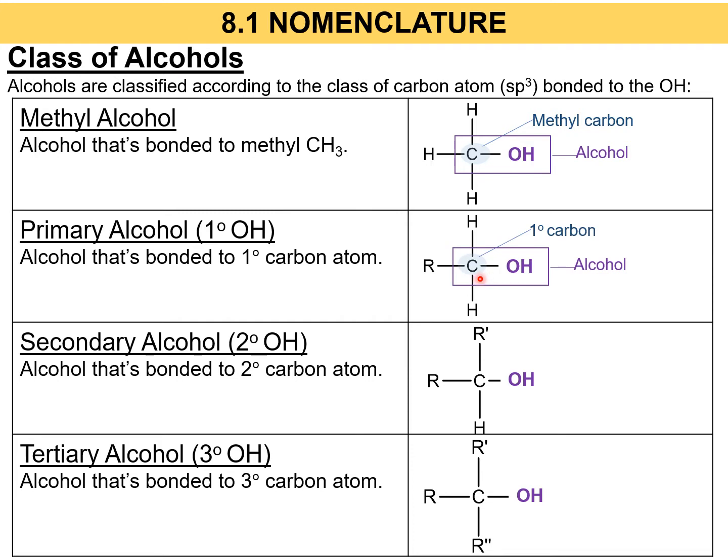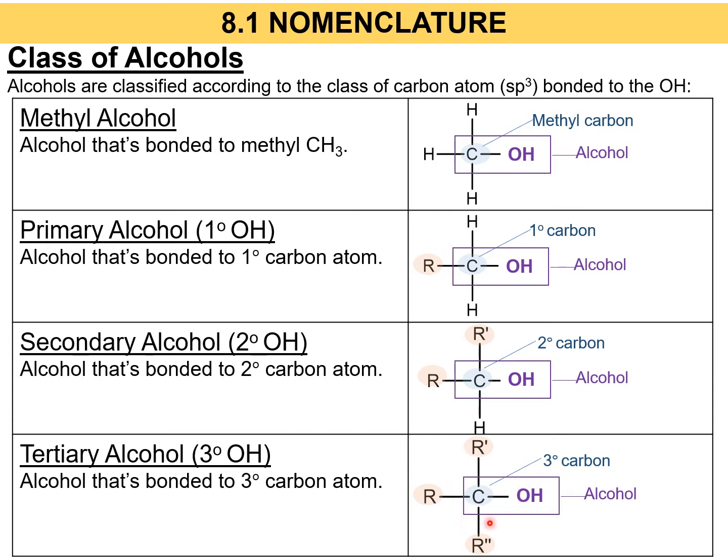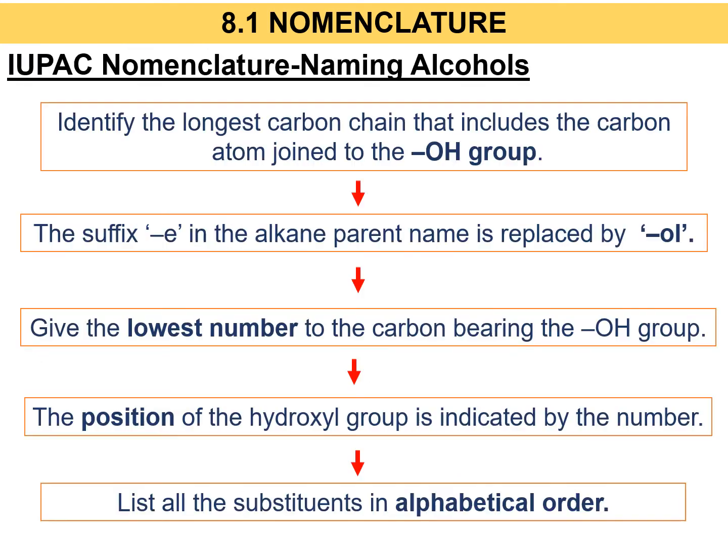For this one, this carbon is a primary carbon because this carbon is only bonded to one carbon atom, or one alkyl group. And the next, this carbon is bonded to another 2 alkyl groups or 2 carbon atoms, so it makes this carbon a secondary carbon, so it will be a secondary alcohol. And the last one, this carbon is a tertiary carbon because it is bonded to another 3 carbon atoms, therefore it makes this molecule a tertiary alcohol.